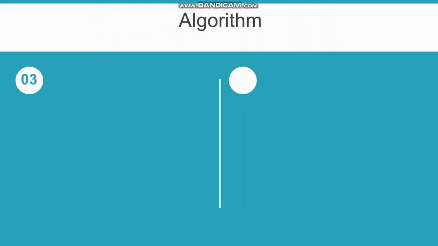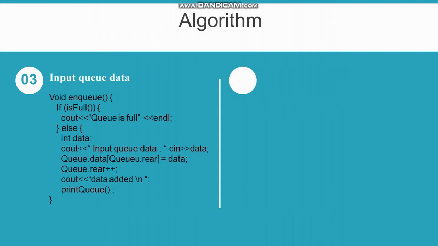Next, third, input queue data. To enter data into the queue, we will check whether the queue is full or not. If it is full, then we cannot add data to the queue because there is no more space available, and the program will give a message that the queue is full. If there is still space, then input data to the queue and add 1 to the value of queue.rear, where the data is in the last queue.